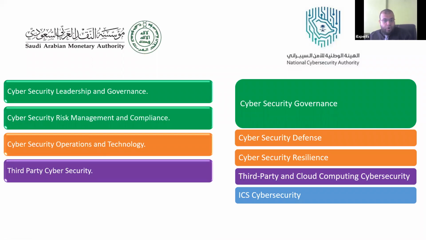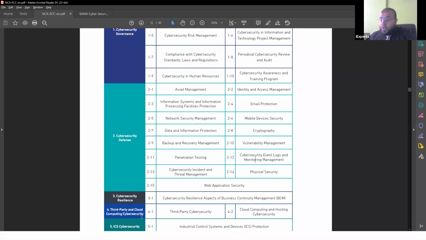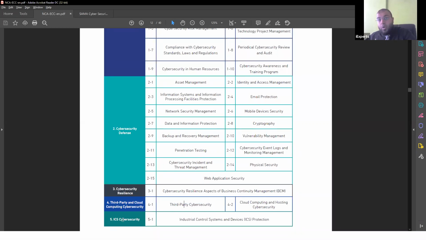Then let's go to number 4, third party and cloud computing cybersecurity. Here we have some security controls for cloud computing, hosting services, and so on. Finally, if your organization has some SCADA system or industrial systems, we set in the essential cybersecurity controls some cybersecurity requirements for your industrial system. Remember, this is the essential cybersecurity controls. For some other industries, we have other controls by the National Cybersecurity Authority, الهيئة الوطنية للأمن السيبراني.